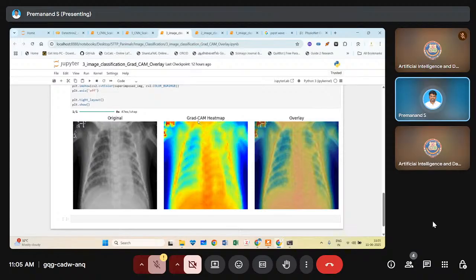We'll be using a concept called the GradCAM heat map. So yellow and orange, whatever the color, wherever it's showing, that area only it will be focusing on and it will give the result. The remaining blue part is the least focus, or there is no focus in that particular region. So if you see clearly, GradCAM shows only the X-ray, like the ribs only it's showing, right?